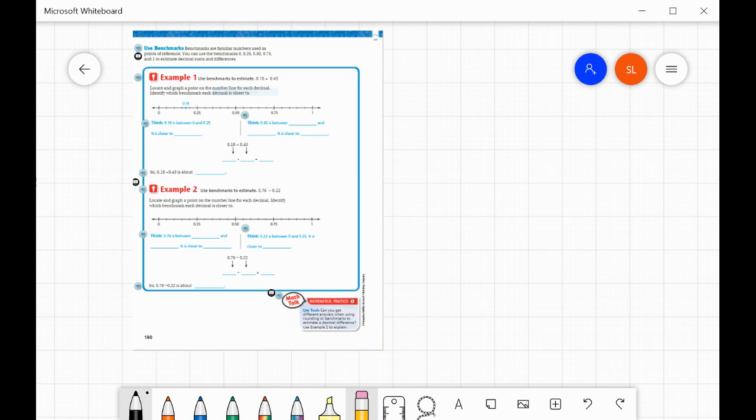All right, if you will turn to page 190 in your Go Math book, if you're not already there, we are going to work on estimating to benchmarks. A benchmark is like a familiar number used as a point of reference.